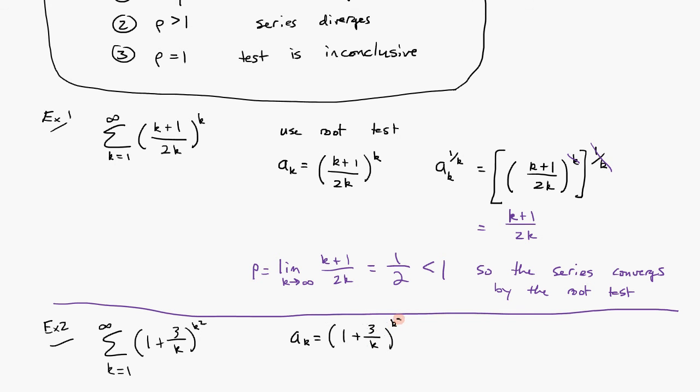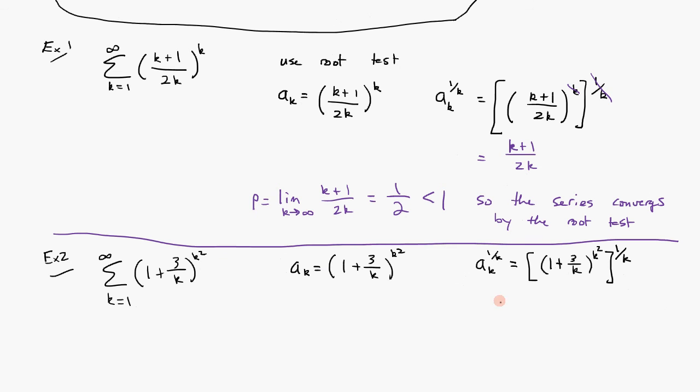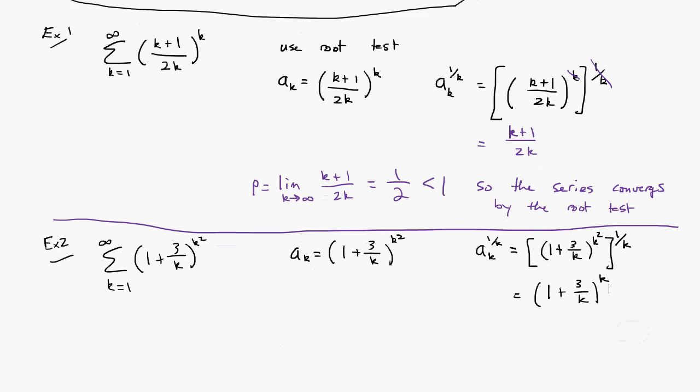If I raise it to the 1 over k power, you get 1 plus 3 over k to the k squared, to the 1 over k power. We first simplify the exponent by multiplying. So this is equal to 1 plus 3 over k to the k, since k squared divided by k is just k. And now we compute the limit.